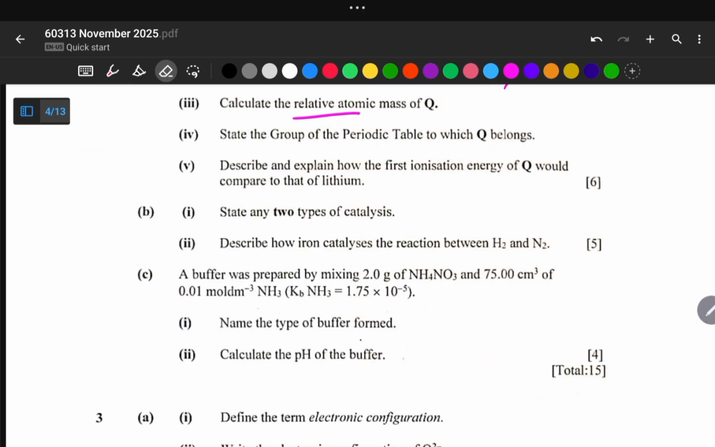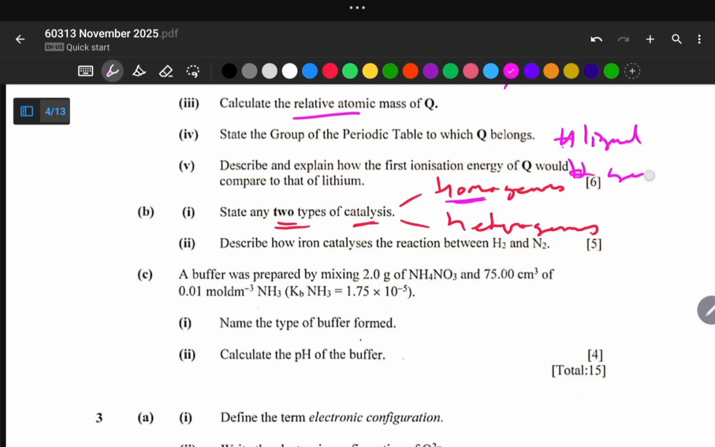The next part says state any two types of catalysis. So we have homogeneous catalysis, and we have heterogeneous catalysis, right? When you say it's homogeneous catalysis, we are simply saying that the reactants and the catalyst are in the same phase. They can be in the same liquid phase, they can be all gases, they can be all solids, right? They are in the same phase.